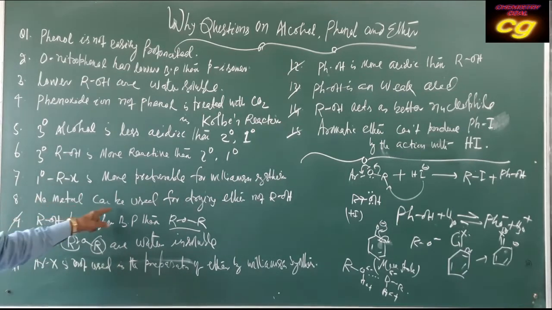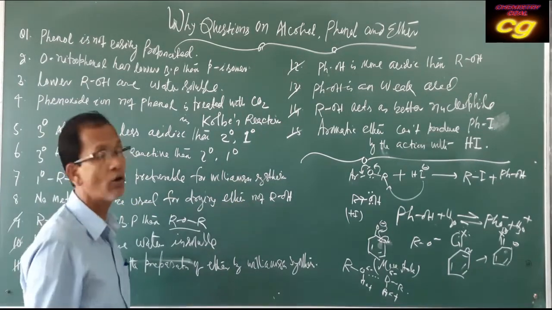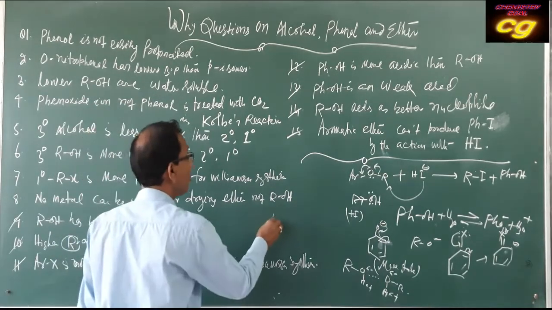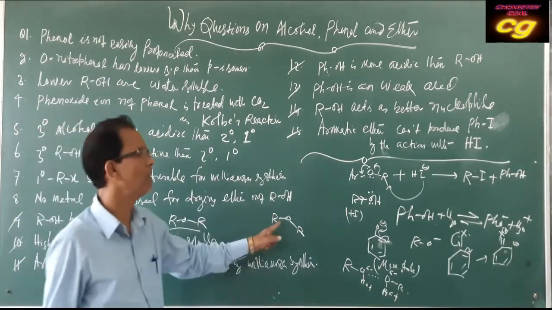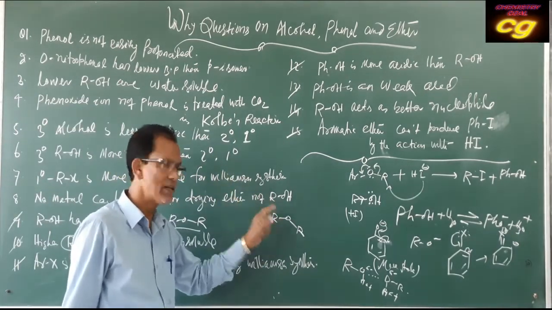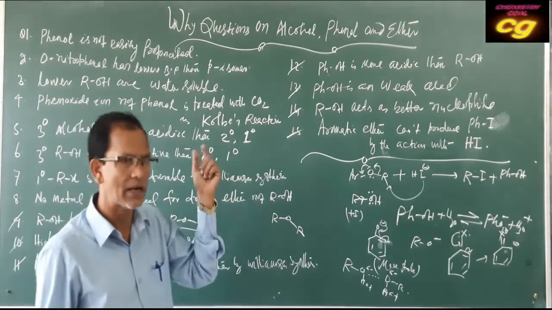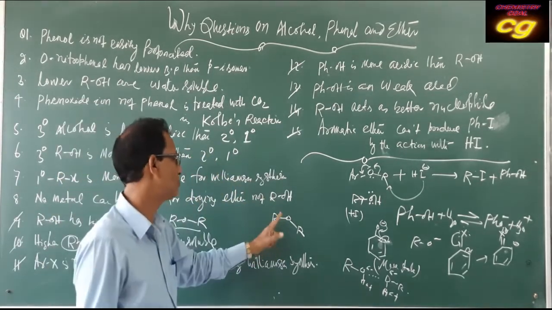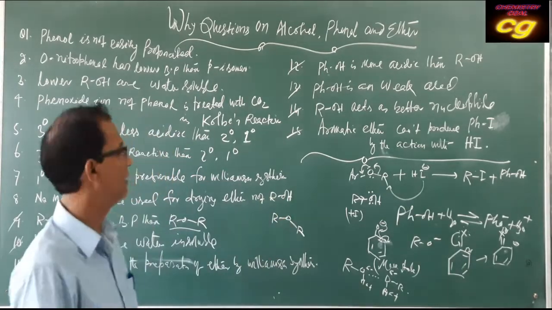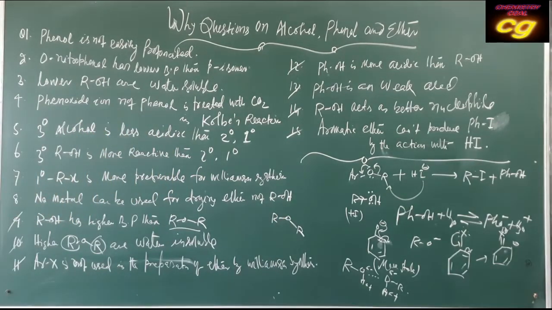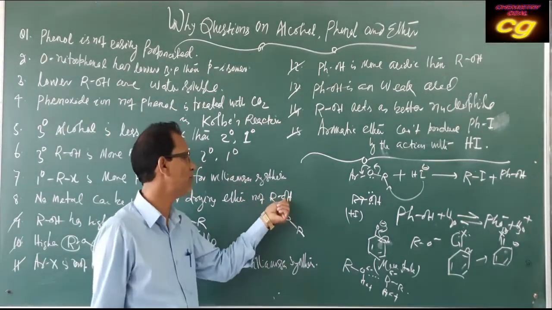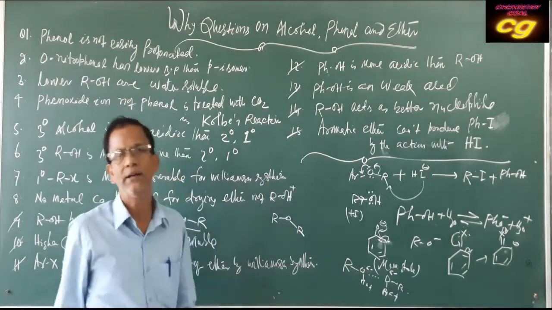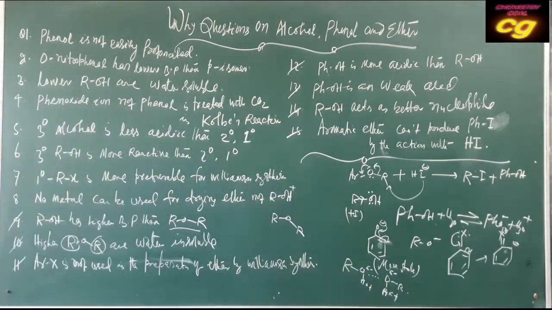Then question 8. Sodium metal can be used for drying ether, not alcohol, because ether has no replaceable hydrogen. This is the answer. Ether has no replaceable hydrogen, that means it cannot produce H plus. That's why sodium metal cannot react with ether, so ether can be dried with sodium metal. But it cannot dry alcohol because alcohol has replaceable hydrogen, so it reacts with sodium metal. That's why we cannot dry alcohol using sodium metal.